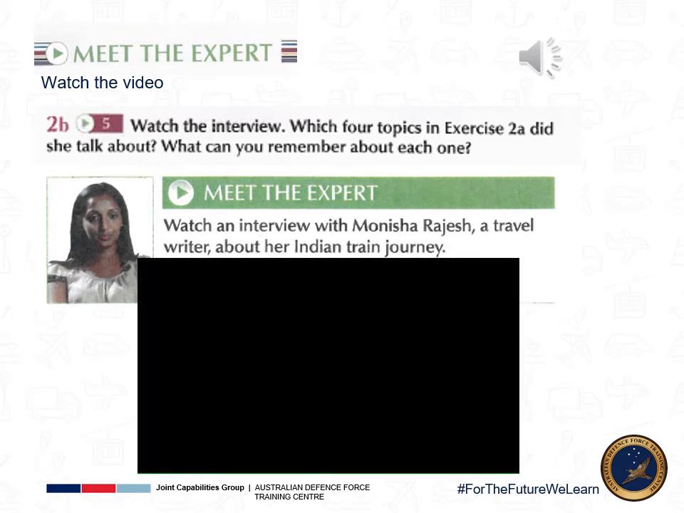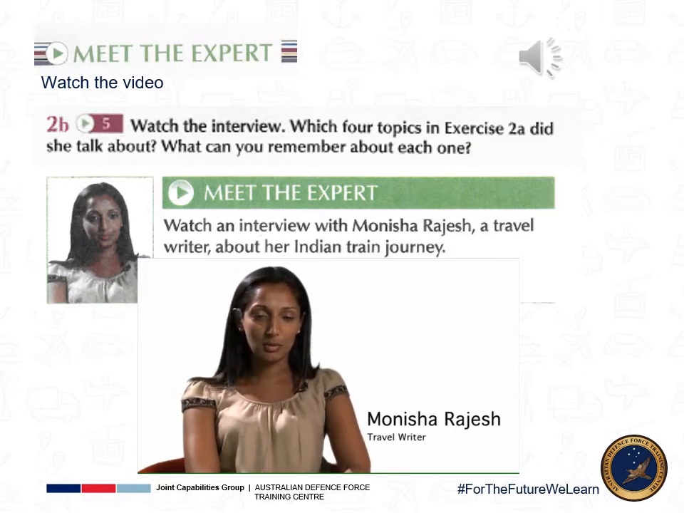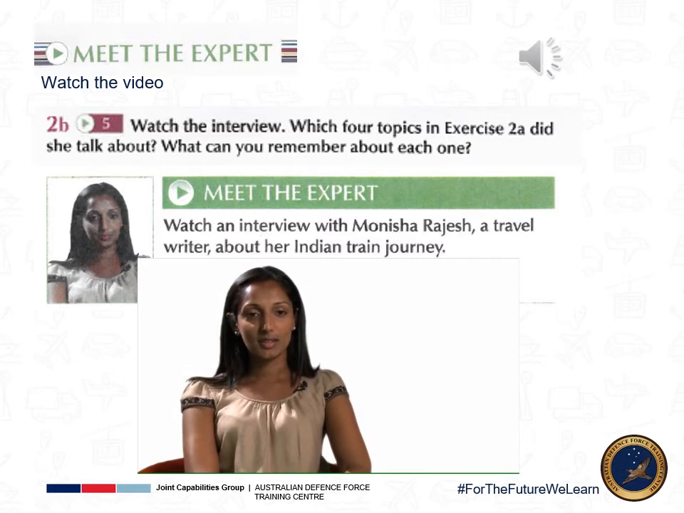My name is Monisha Rajesh and I'm a London-based journalist. I'm also a travel writer for newspapers in the UK and abroad, and I've just written my first travel book, around India in 80 trains.